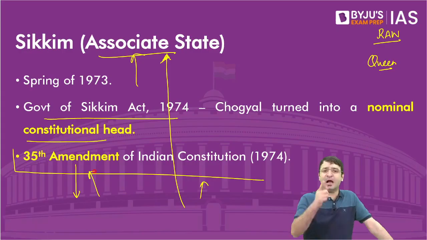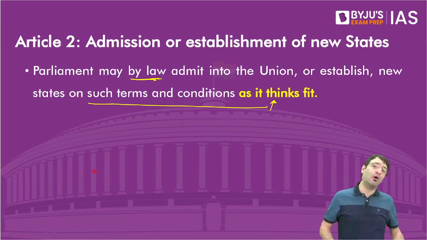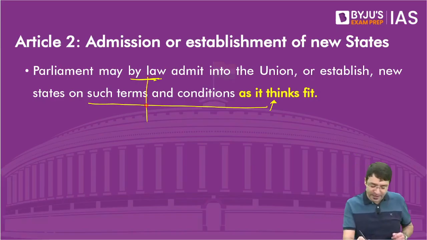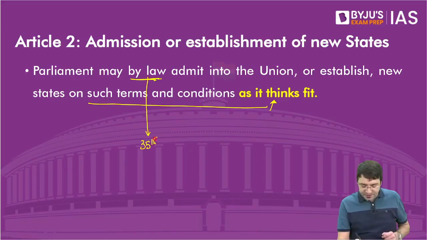Indira Gandhi was asked, how can you do this? Indira Gandhi said, look at Article 2 of the Constitution. What is Article 2? Parliament may, by law. What can Parliament do? It can pass a law. Which law was passed? The 35th Constitutional Amendment Act.